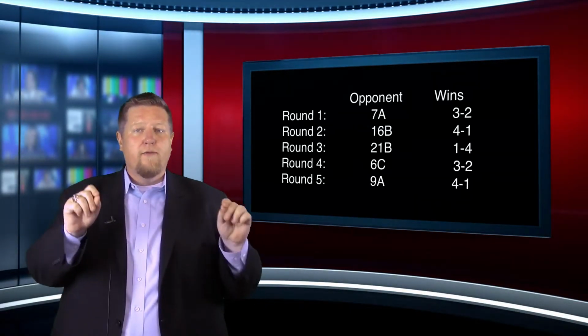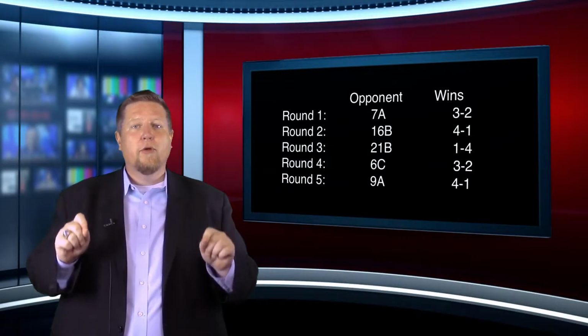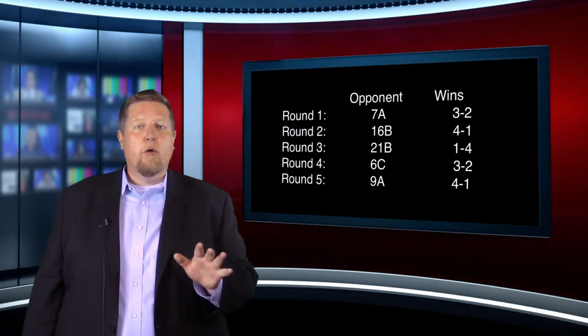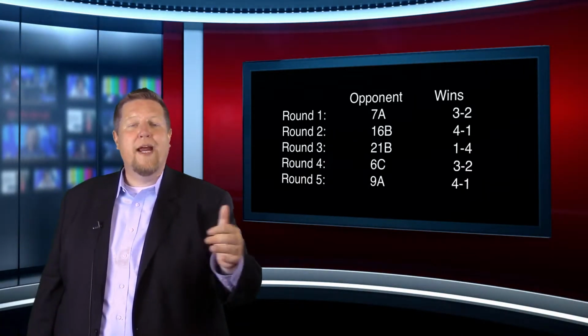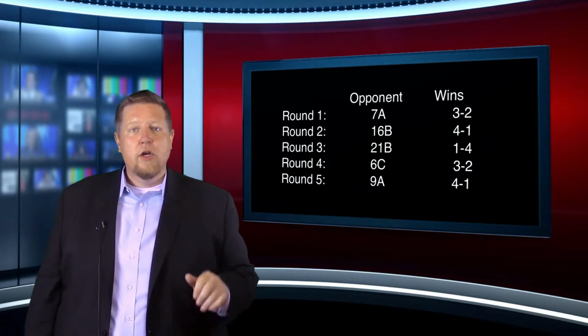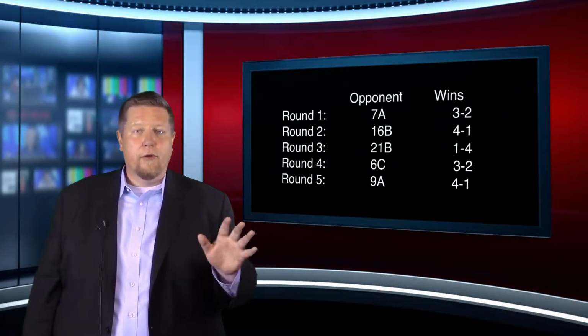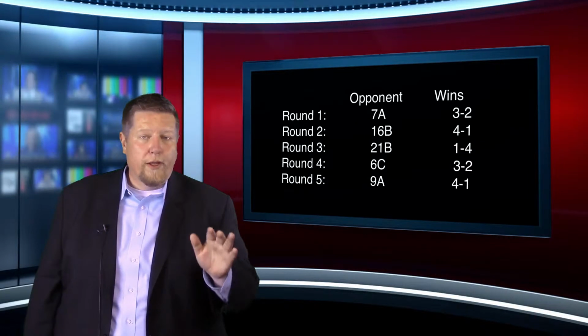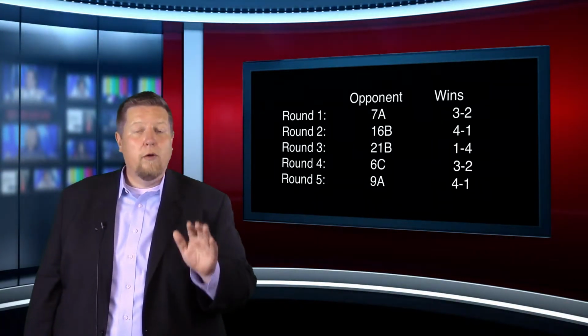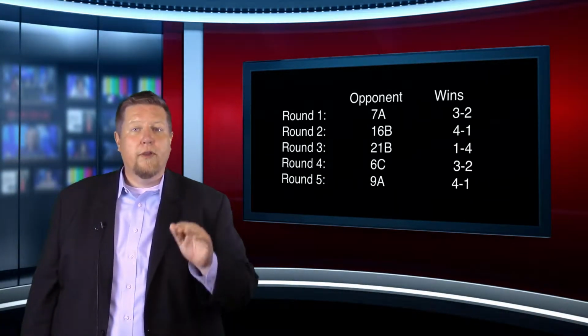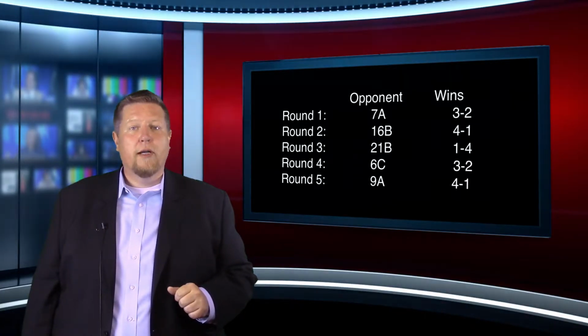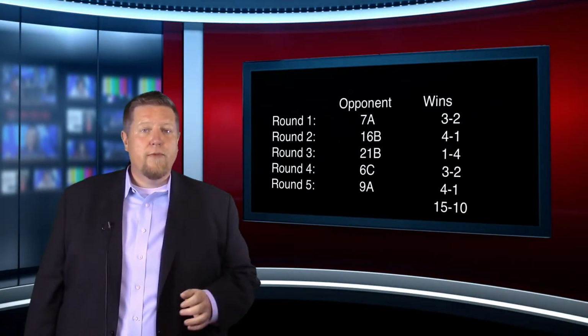But what about ties? Well, when 2 teams have the same record, let's say 4-1 and 22, the tournament will look at your opposition record. That's the total number of wins won by the teams you hit throughout the preliminary rounds. So if your first round opponent ended up with 3 wins, second round finished with 4 wins, third round opponent ended with 1 win, fourth round opponent ended with 3 wins, and your fifth round opponent ended with 4 wins, your opposition record is 15 and 10.